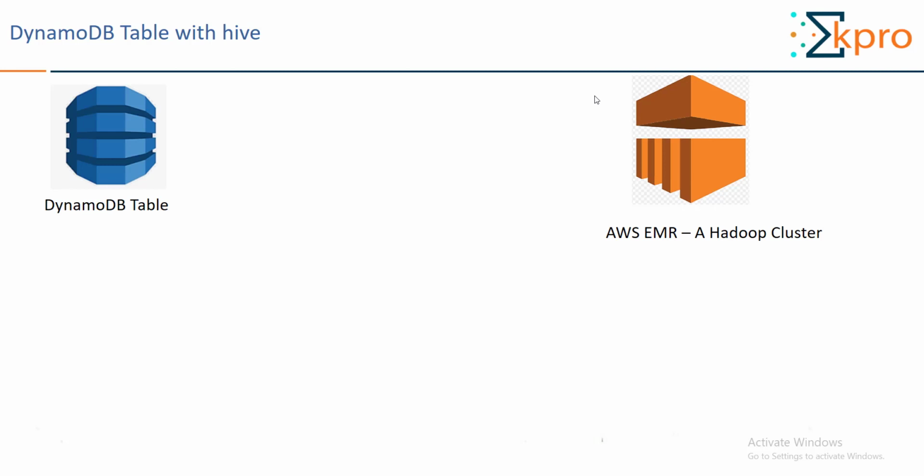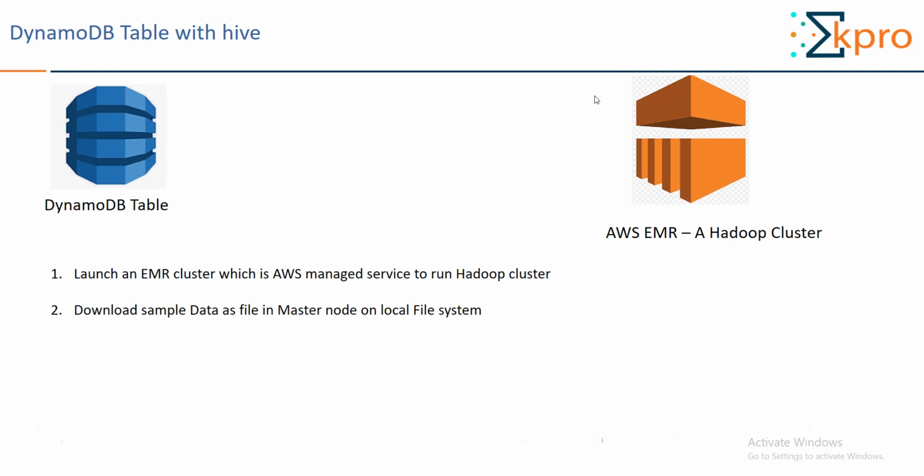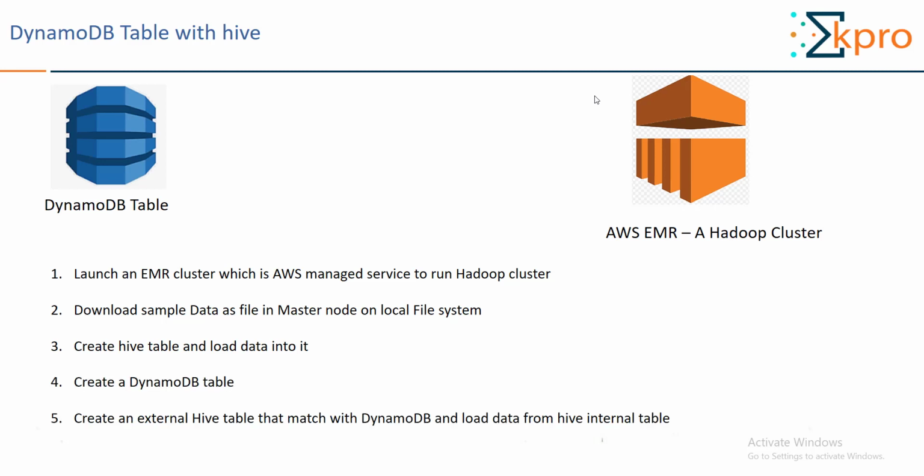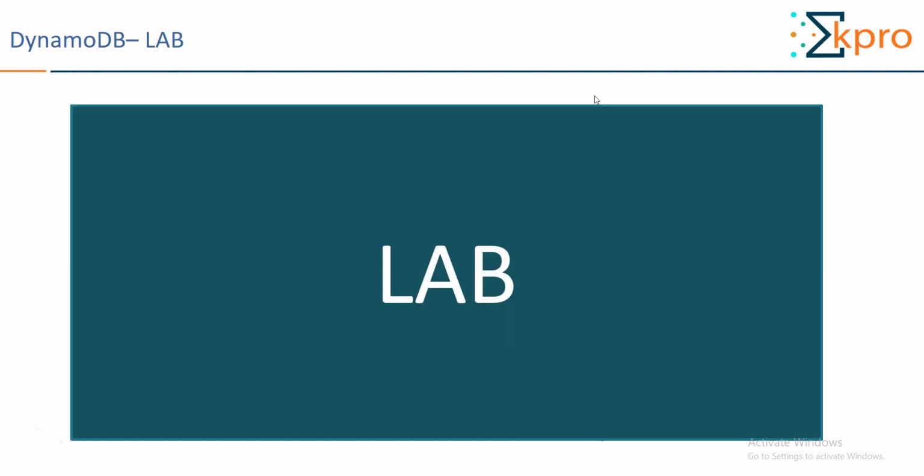So what we are going to do in the lab is we launch an EMR cluster, which is an AWS managed service to run a Hadoop cluster. We'll download sample data as a file in the master node on the local file system, create a Hive table, load data into it, create a DynamoDB table, create an external Hive table that matches with the DynamoDB table, and load data from the Hive internal table. After that, we'll run some queries and we'll see the changes. So here we go in the lab.